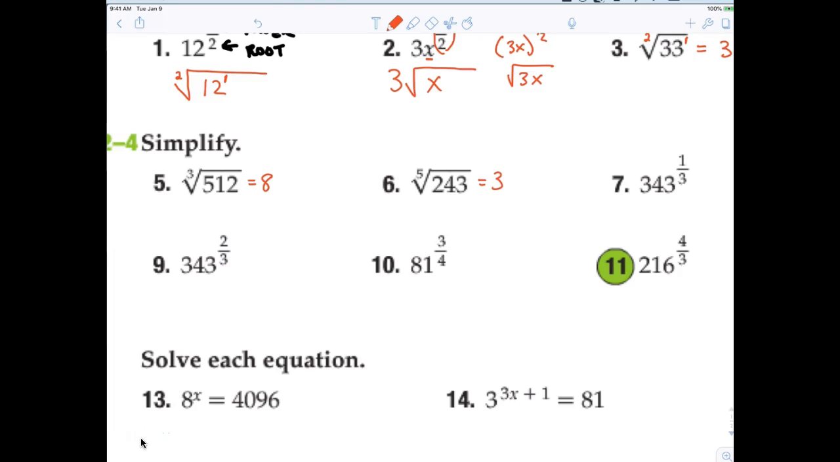Now I want everybody to go to number 5. Do you see where that X in the corner is? That means you have to put that first. Then type in 512 and hit enter. Are you with me? It's 8.